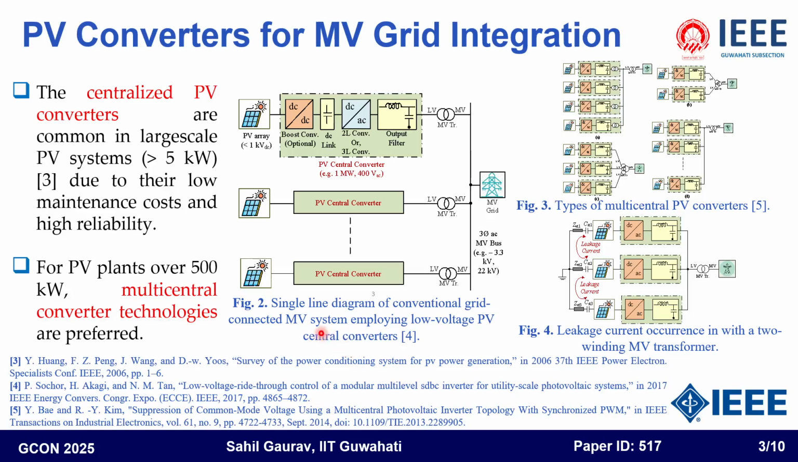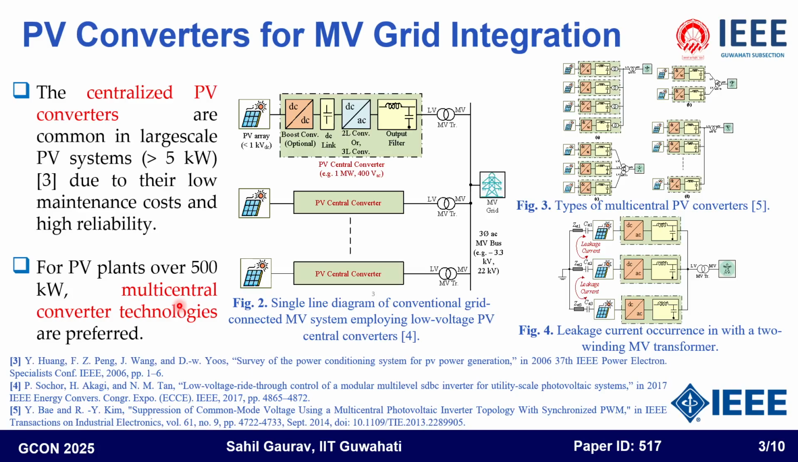Conventionally, for integrating low voltage solar PV to the MV grid, centralized PV converters are commonly used, and they are used for ranges more than 5 kilowatt. The advantages of centralized PV converters are low maintenance costs and high reliability. However, a fault or breakdown can hurt the entire system or cause significant drops in the solar generation due to single MPPT control. Now, for PV plants of more than 500 kilowatt, multi-central converter technologies are preferred.